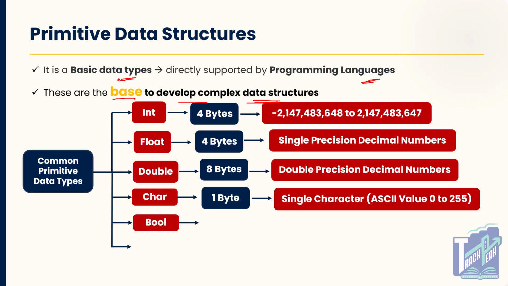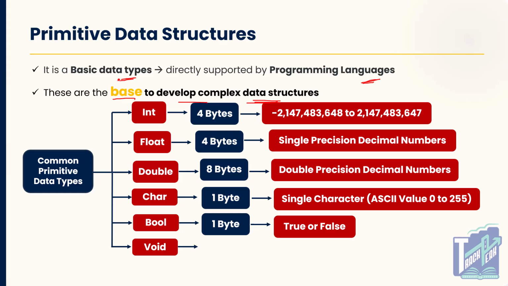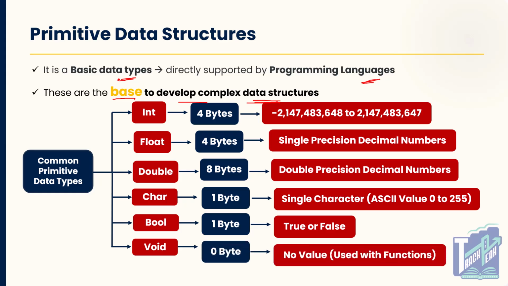And the bool data type, which again occupies only 1 byte, which means it returns either true or false. And the void data type doesn't occupy any bytes because it doesn't have any value. It is a no-return-type data type. Mainly it is used with functions.